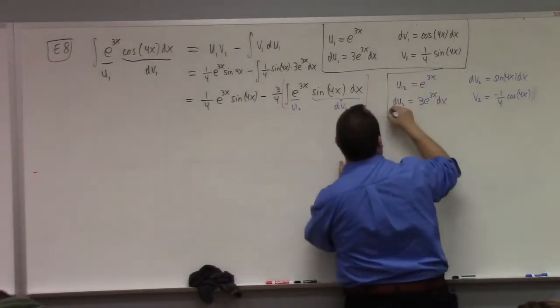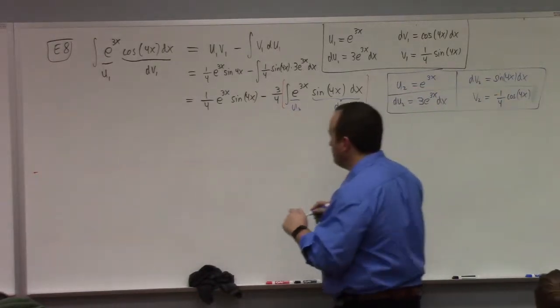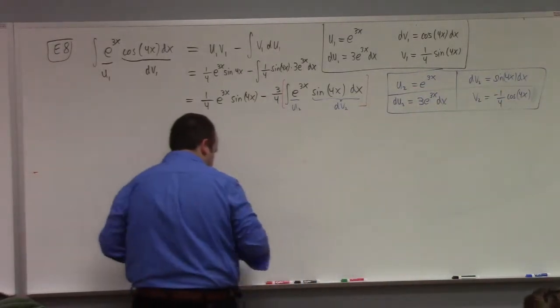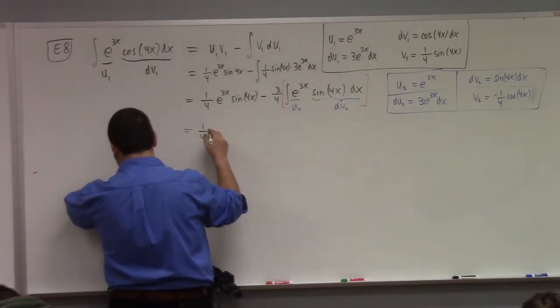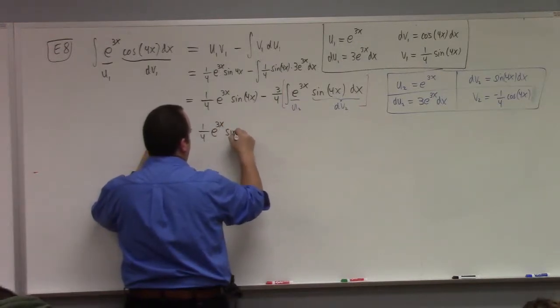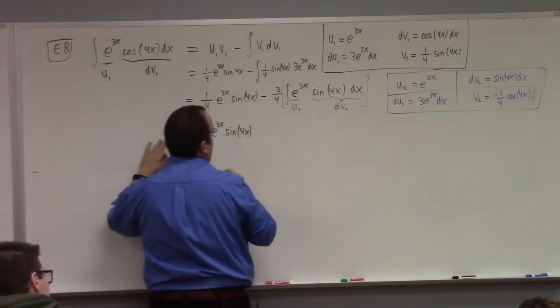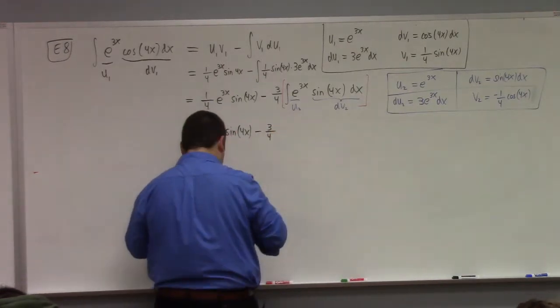Right? We get a minus because we're integrating sine. All right, what do we got? 1/4 e to the 3x sine of 4x. All right, minus 3/4, keep my parentheses.